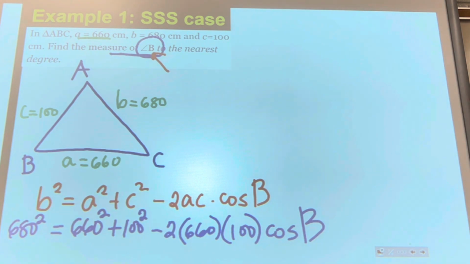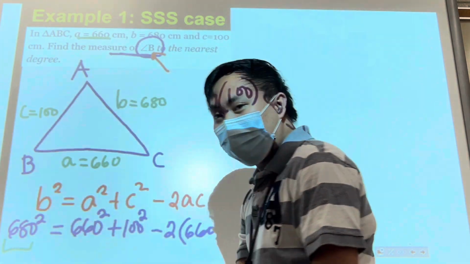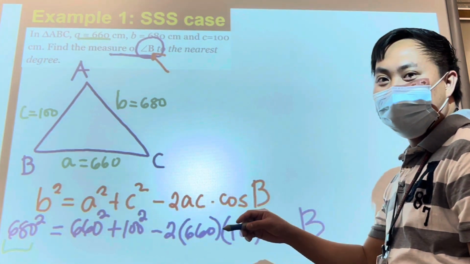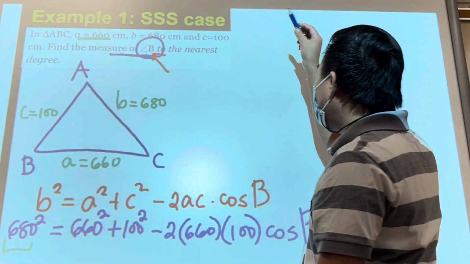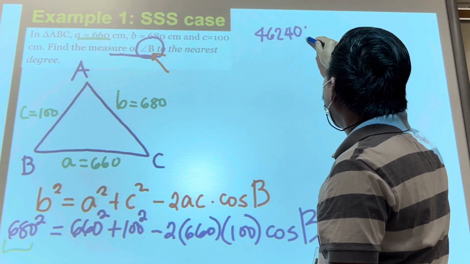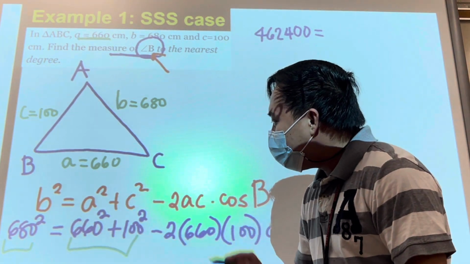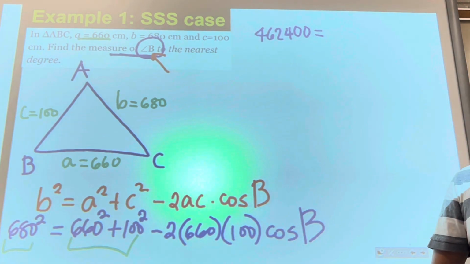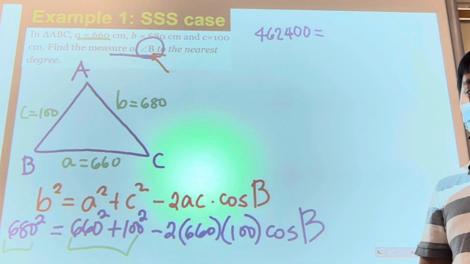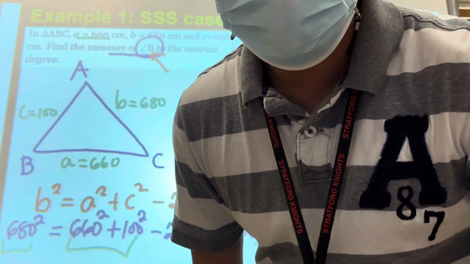Now, we're going to simplify this equation. The left side, what will be the value of that left side? 462,400. On the right side, you can immediately combine the A squared and C squared, but not with this negative 2. Just the 660 squared and the 100 squared, and that equals 445,600.